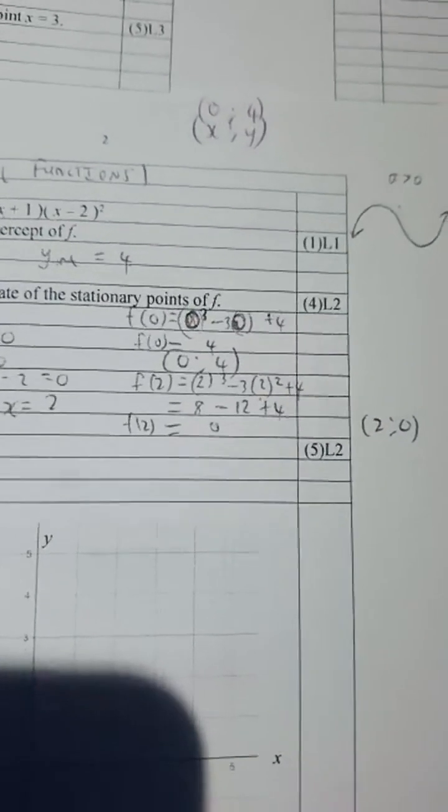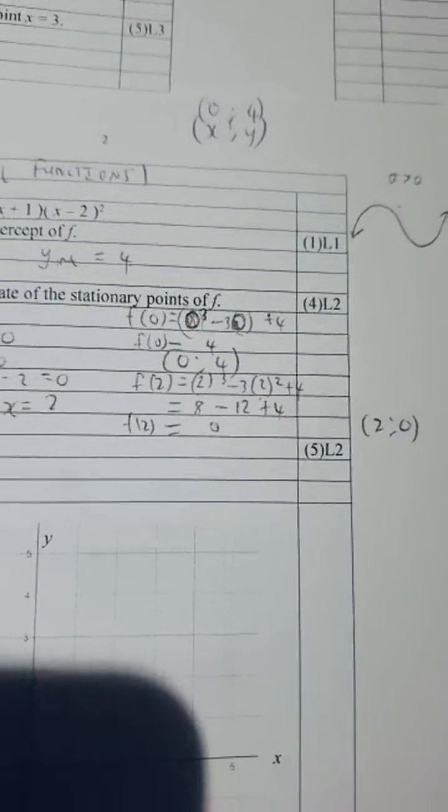And we get 2 to the power 2 is 4, minus 4 times minus 3 is negative 4, but of course, minus 12 is 0, so f of 2 is 0. So the other pair is when x is 2, y is 0. So we have (0, 4) and (2, 0). Those are the coordinates of the stationary points.